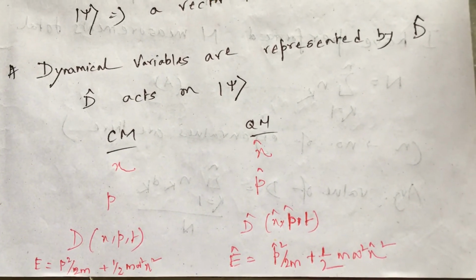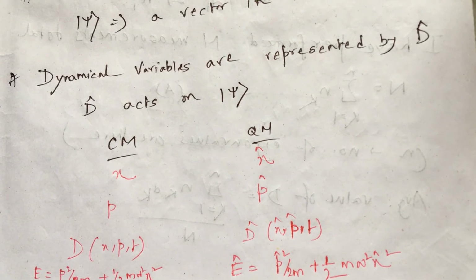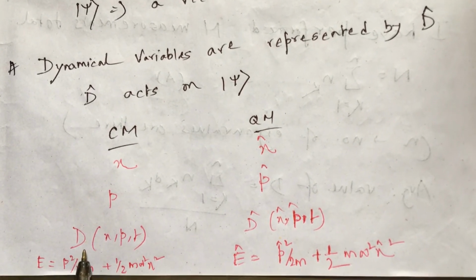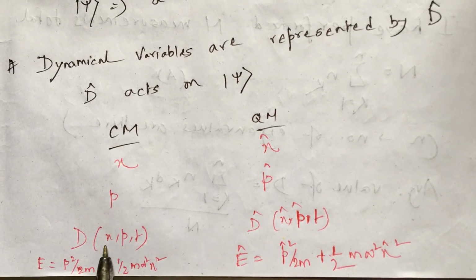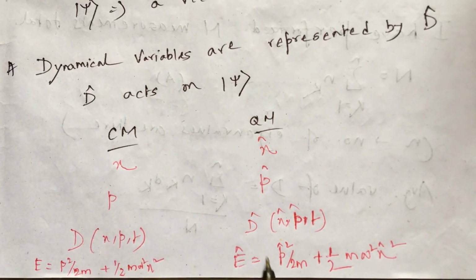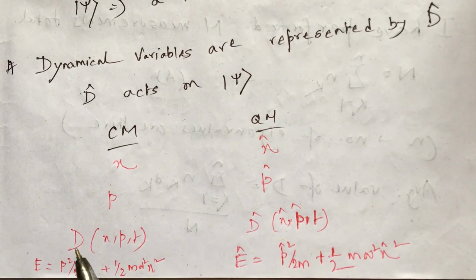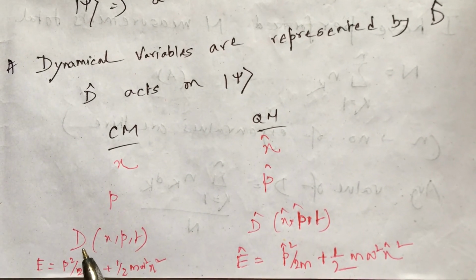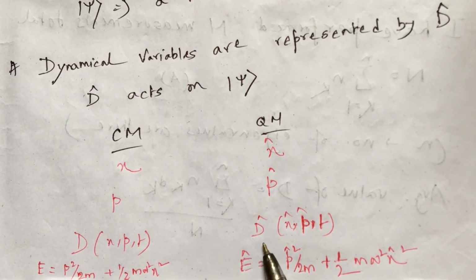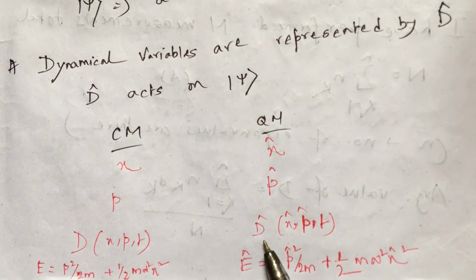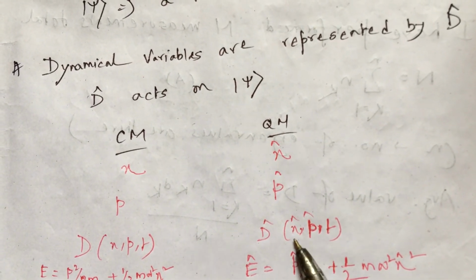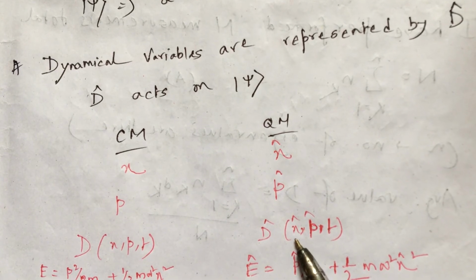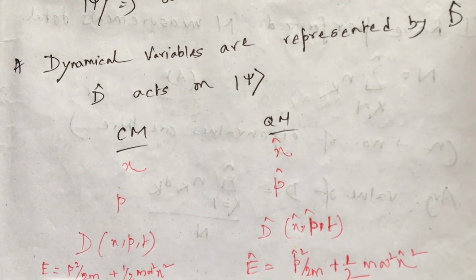A dynamical variable in classical mechanics is described by D, which is a function of x, p, t. These x and p are dynamical. For quantum mechanics, this variable is described by the operator itself, and this operator is a function of x cap, p cap and t. x cap is the position operator, p cap is the momentum operator.